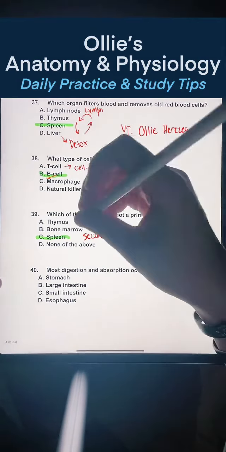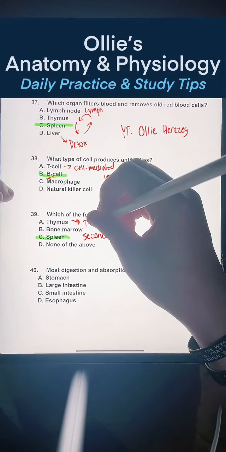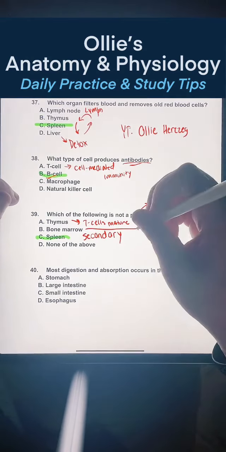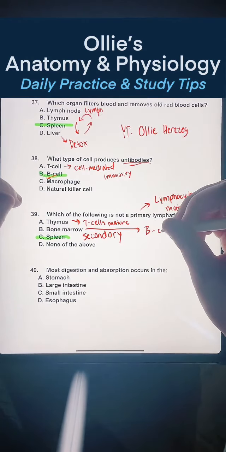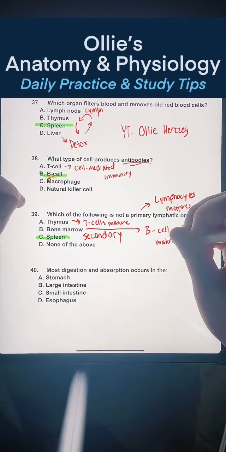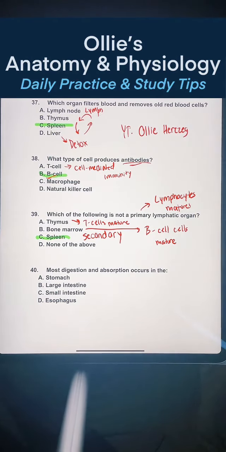The thymus is where T cells mature, and the bone marrow is where B cells mature. So when we're talking about primary lymphatic organs, it's where lymphocytes mature. T cells are in the thymus, B cells are in the bone marrow. The spleen just filters the old or damaged red blood cells, so it would be secondary because there's no maturing going on there.